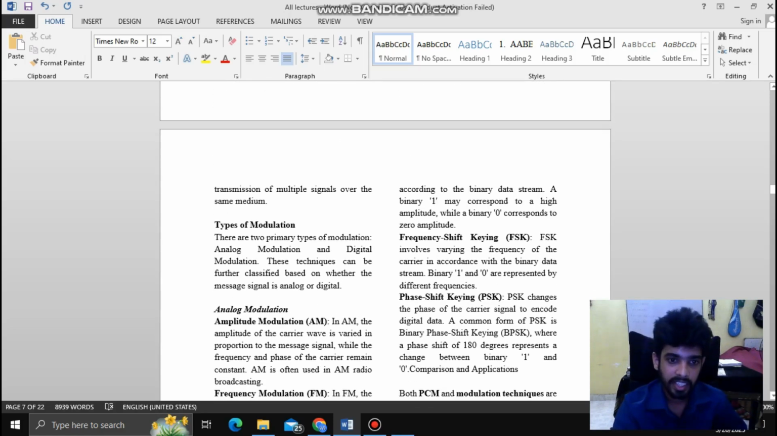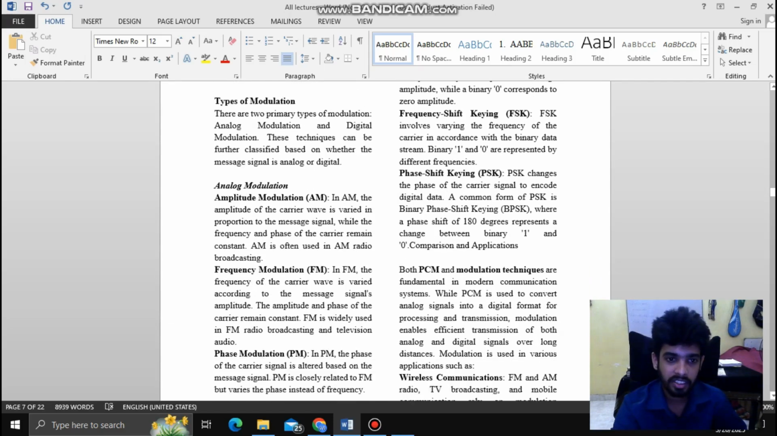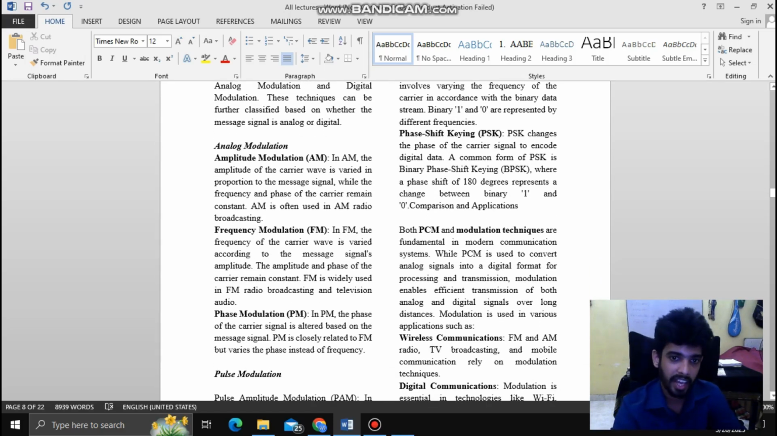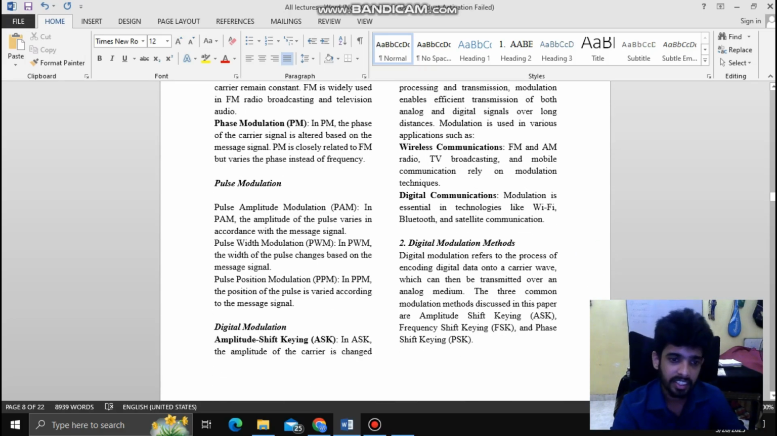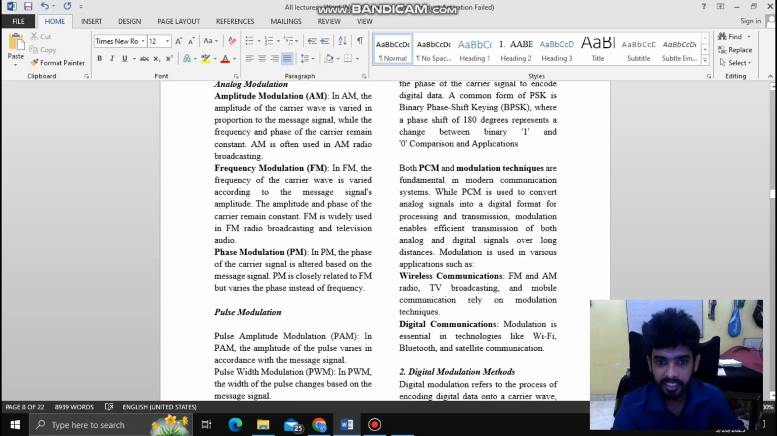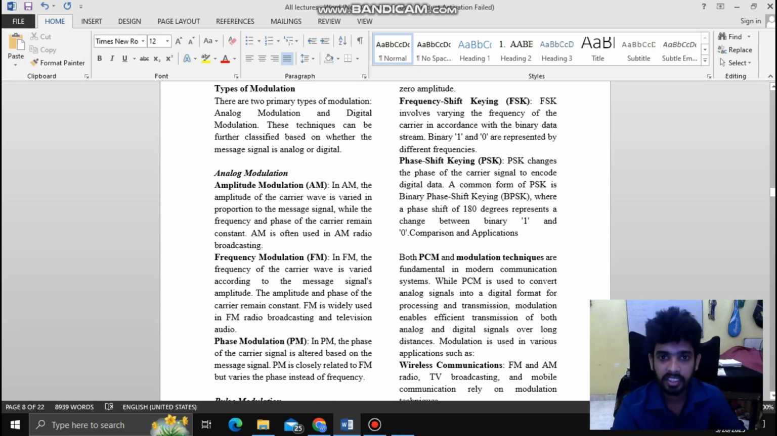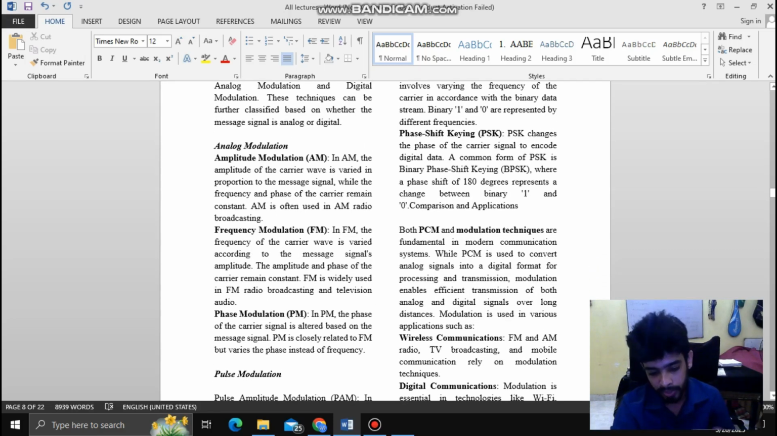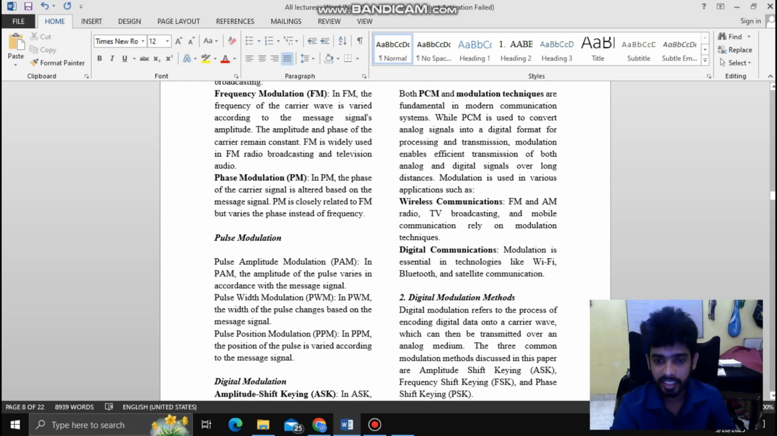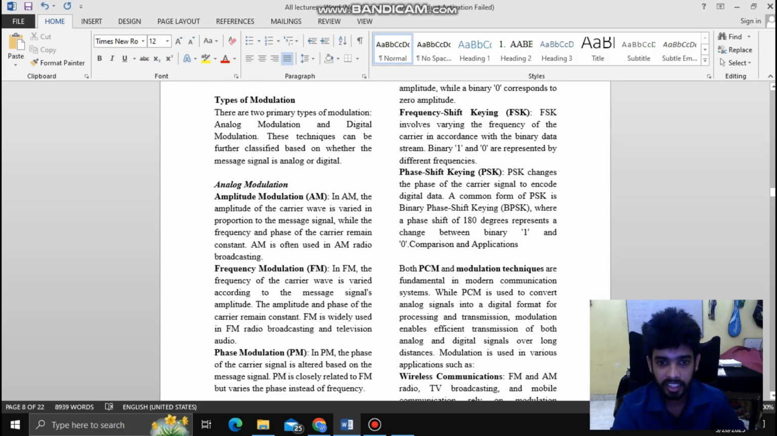Then there are two types of modulation, analog and digital. In analog we have amplitude modulation, frequency modulation, and phase modulation. In digital modulation we have amplitude shift keying, phase shift keying, and frequency shift keying. Both modulation and PCM are fundamental techniques that we need in modern wireless communication.